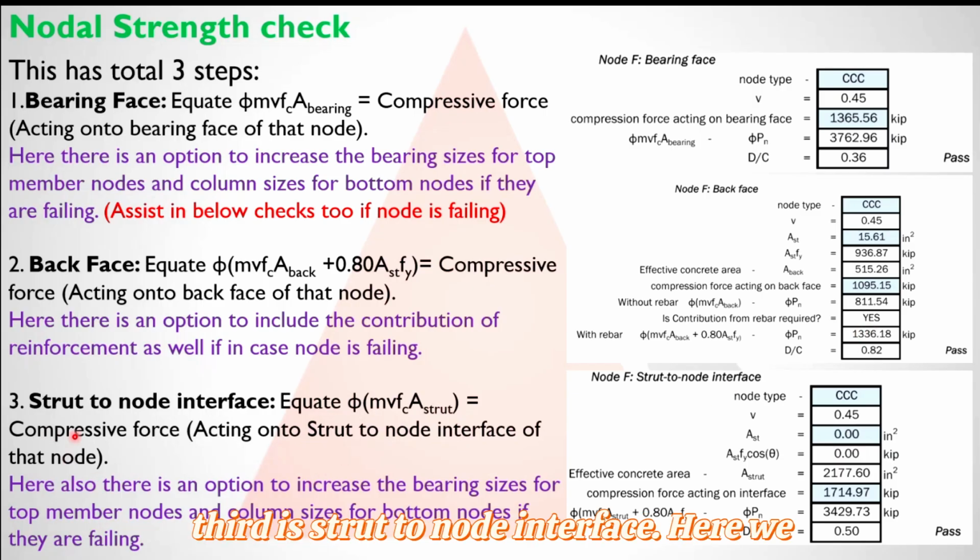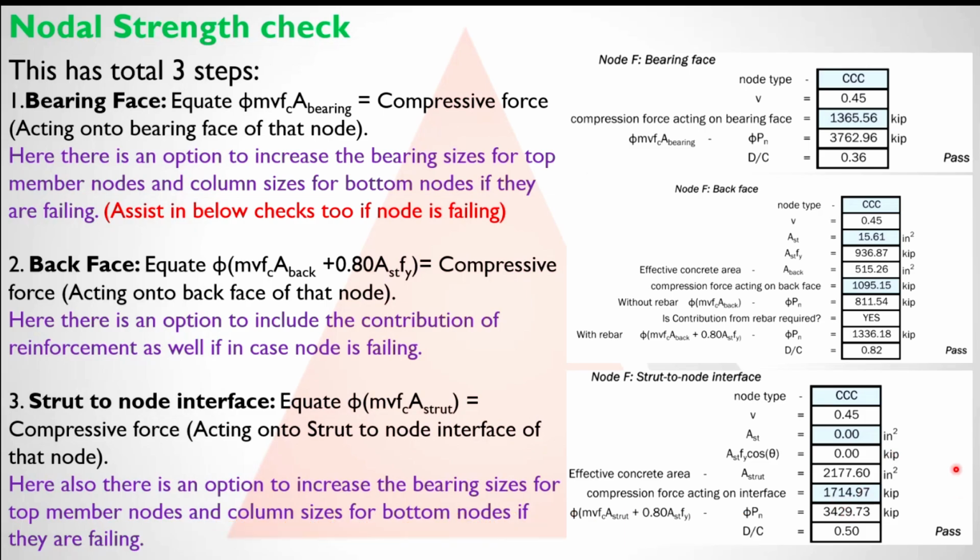So third is the strut to node interface. Here we will simply equate phi mv f_ca times the area to the strut compressive force. Here we also have an option to increase the bearing sizes for top member nodes, and we will increase the column sizes for bottom nodes if they are failing. This is a simple check, as you can see. Since this is the strut to node interface, in almost 99% of cases we will have a strut only, so we will not include any steel reinforcement. We will do it only on the basis of concrete.